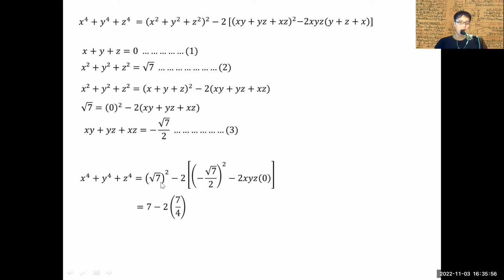Now, we have something very interesting. The square root of 7 squared is 7, minus 2 times the square of minus root of 7 over 2, which is simply 7 over 4. And the 0 over here will turn this whole term into 0. So now you have 7 minus 2 times 7 over 4, which is simply 7 over 2. Thus, that is the answer to this question.